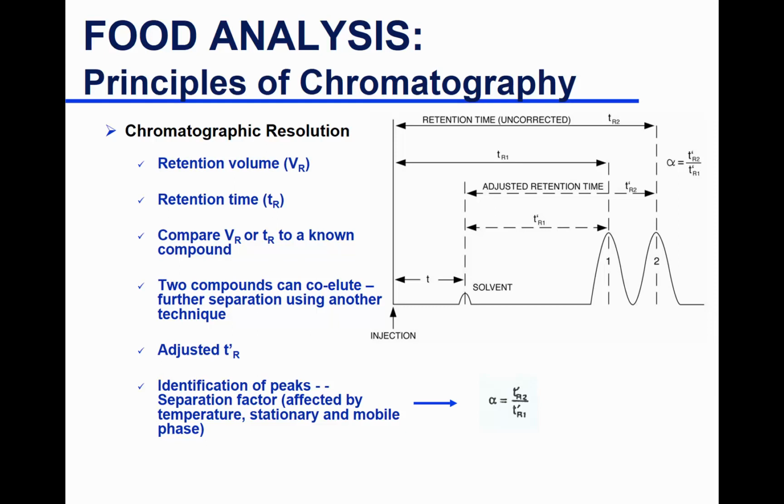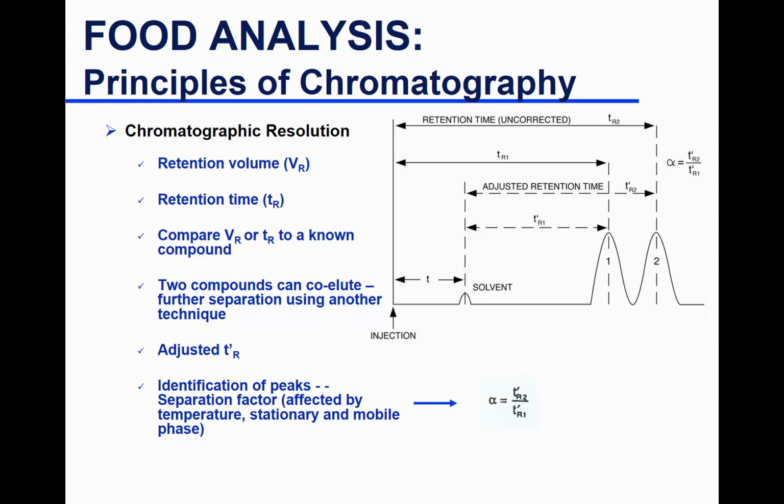So if we take that into account, we get the adjusted retention time by subtracting the time until you get the solvent front. By doing that, it's called adjusted retention time. That gives you a little bit better comparison between two instruments, for example, running the same thing.